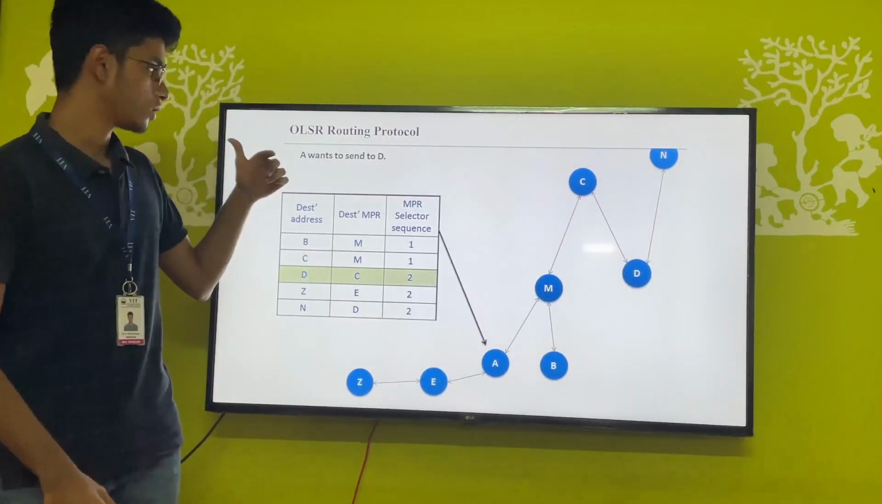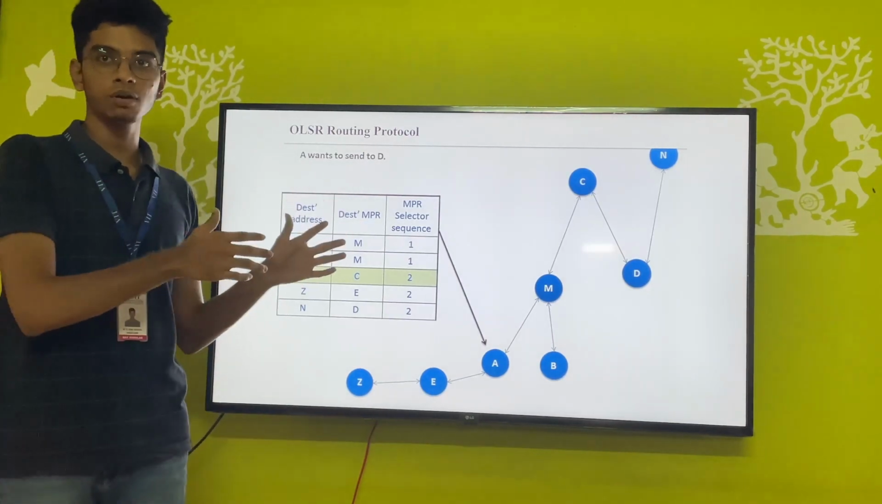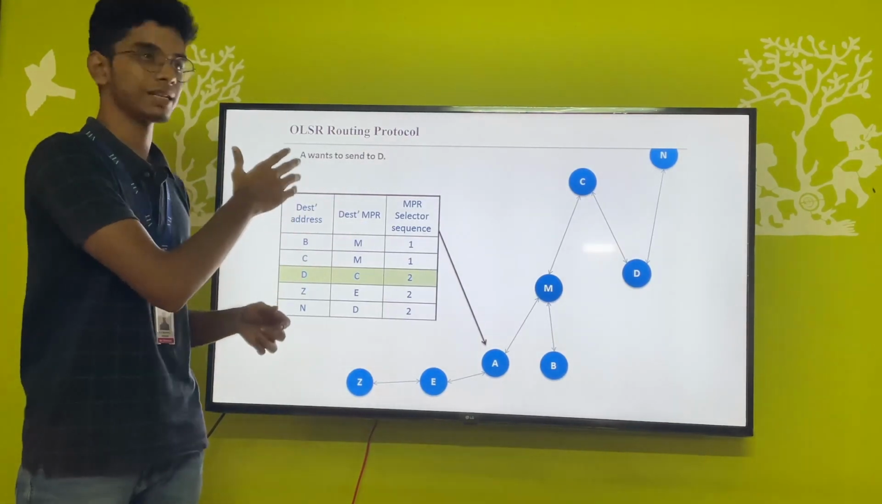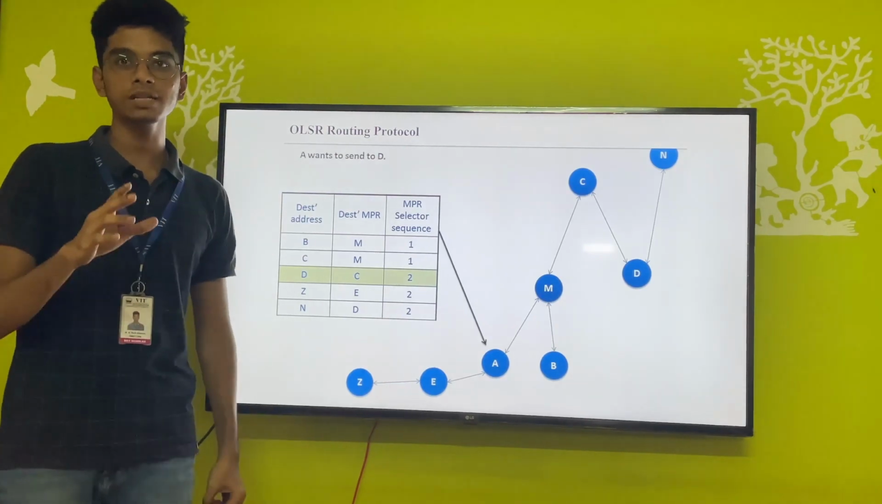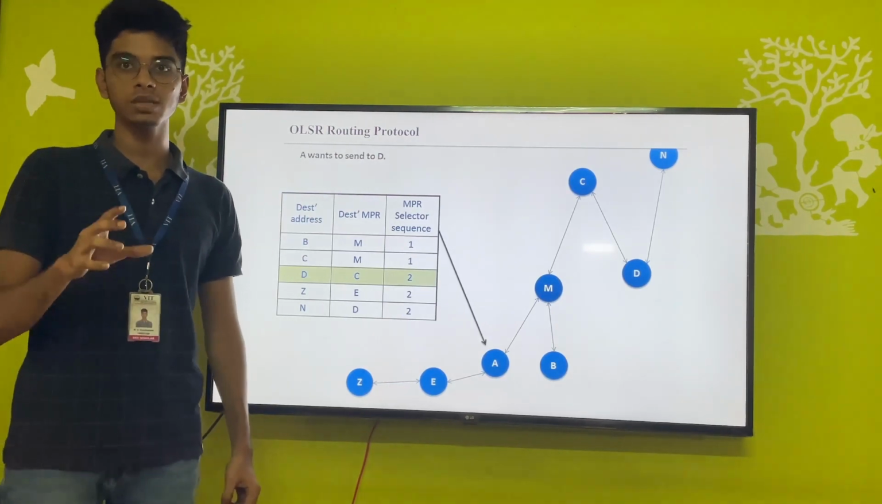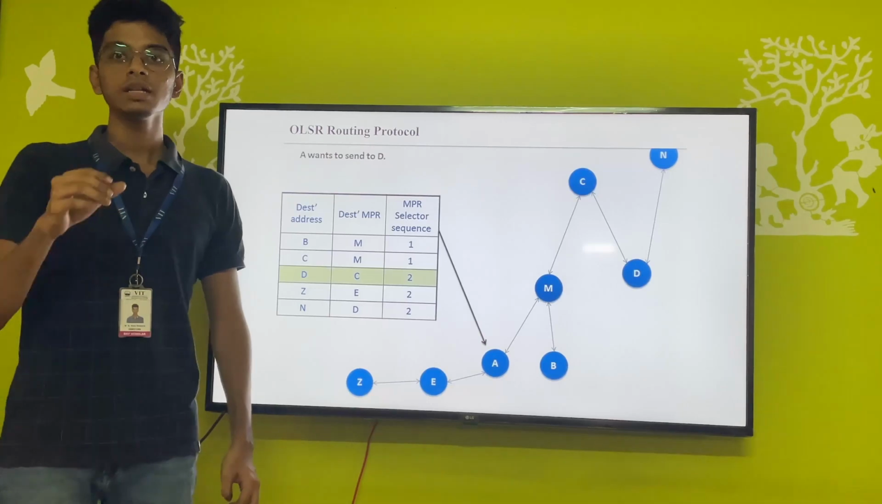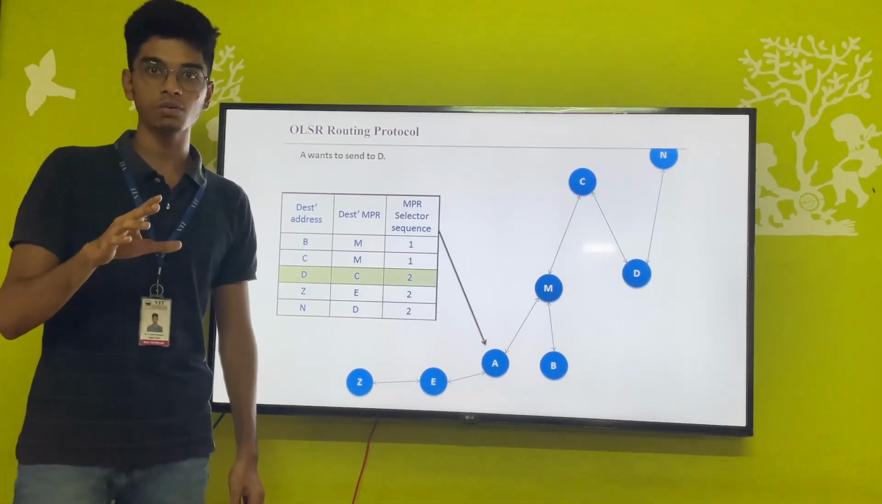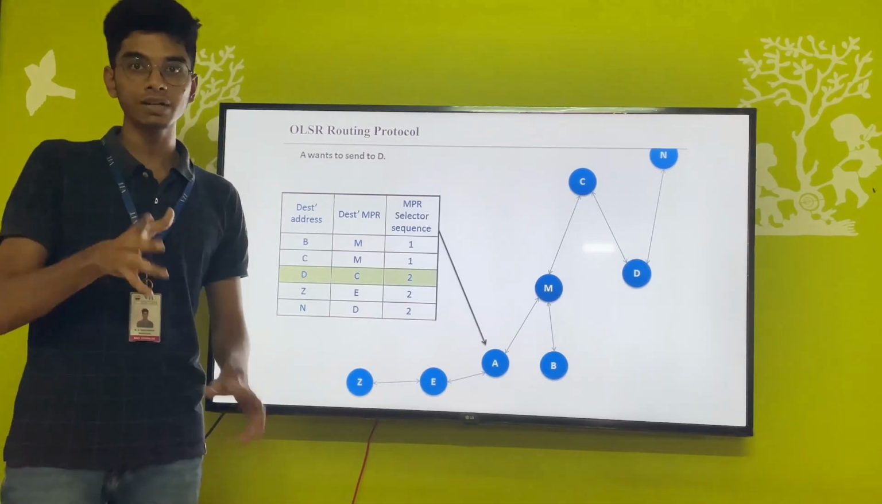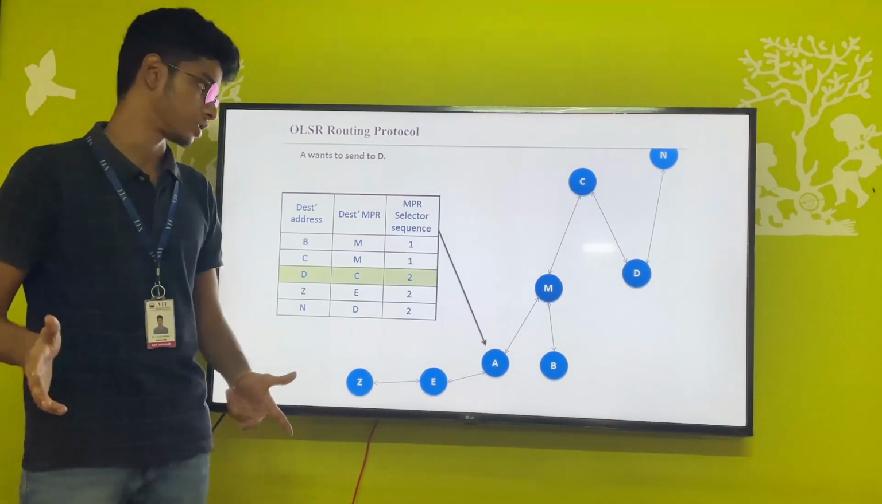So, first of all, we'll see proactive routing. Proactive routing protocols such as OLSR, which is Optimized Link State Routing Protocol, work by constantly maintaining and updating routing tables with information about the entire network. This allows for faster and more efficient routing decisions, but can also lead to high overhead and energy consumption.